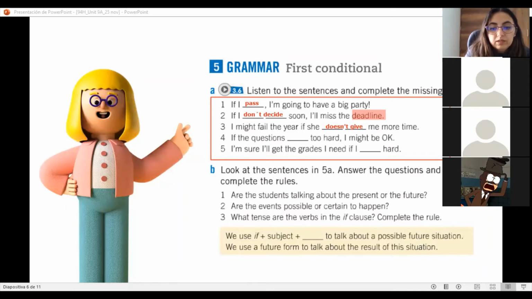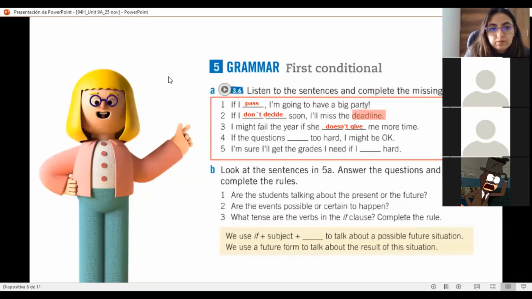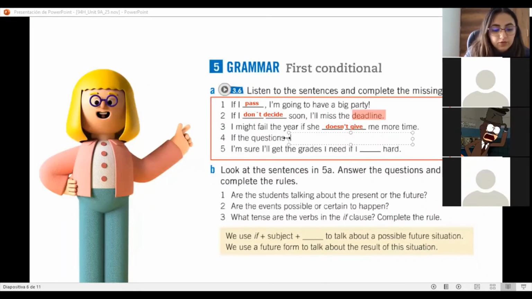Okay, so what's in this case? If the questions aren't so hard or too hard, it might be okay. Sí, si las preguntas no son tan difíciles, todo va a estar bien, ¿no?